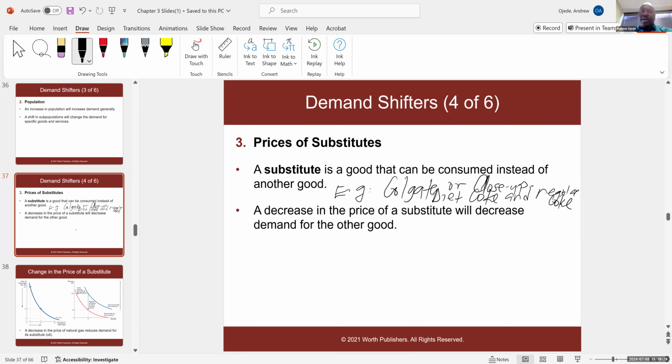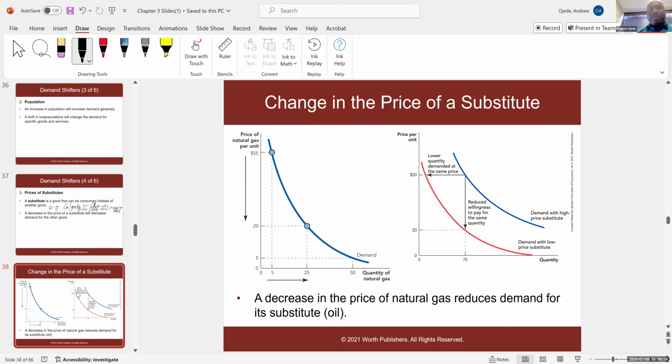Okay. All right. So let's talk about here. So here's an example. I'm talking about natural gas here.